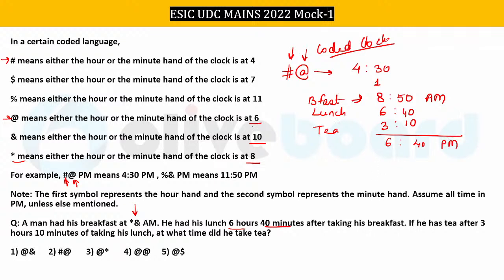Now 6:40 p.m. means at the rate, and 40 means 8, that is your asterisk. So that means we will have at the rate asterisk, that is your option number 3. Are we clear, everybody? Please let me know, do we have any doubts in this particular question? Everyone clear with this? I hope this is clear to everyone, right?